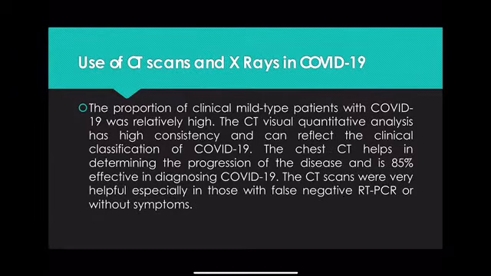So, the proportion of clinical mild type patients with COVID 19 was relatively high. The CT visual quantitative analysis has a high consistency and can reflect the clinical classifications of COVID 19. The chest CT helps in determining the progression of the disease and is 85% effective in diagnosing COVID 19. The CT scans were very helpful, especially in those who were falsely negative on RT PCR or the swabs, or they can be without symptoms.